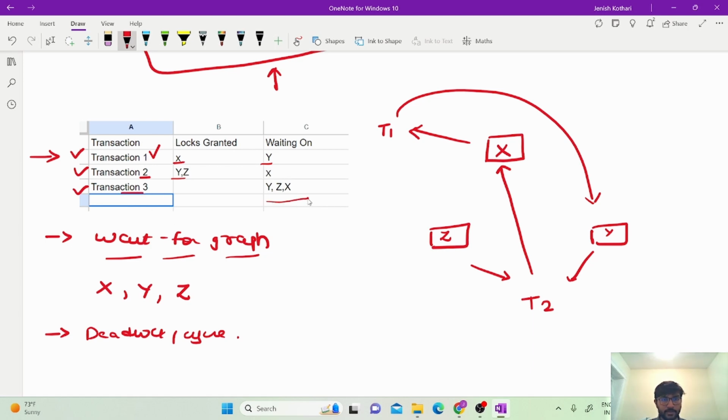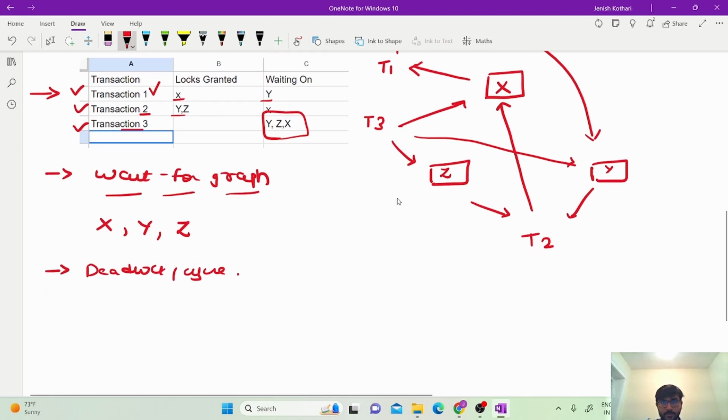Now T3. Transaction T3 does not have any locks and it requires all of them. So this diagram would be pretty much a mess over here. I'll represent T3 over here. It requires X, it requires Z, and it requires Y also. In case you want to represent it more clearly, we can do that also. Anyways, the solution for this is this graph, and this is the correct solution.